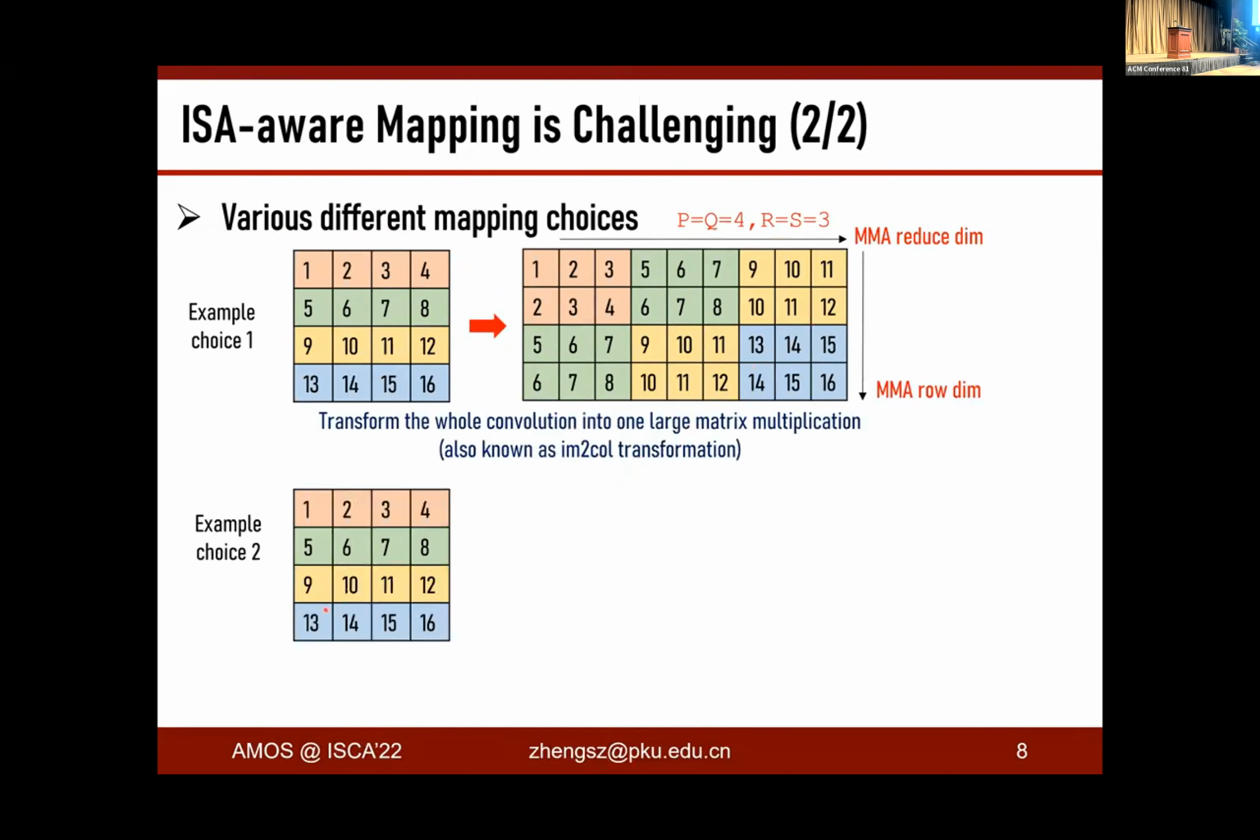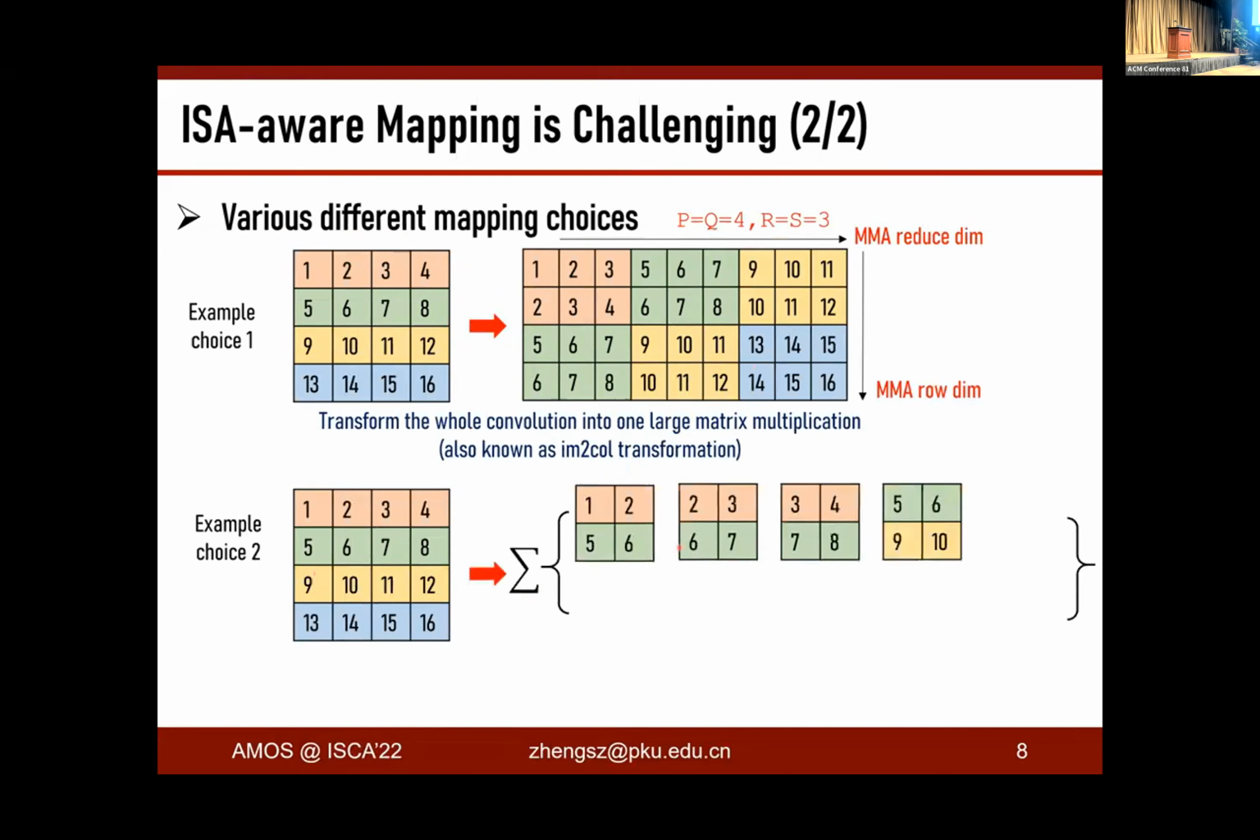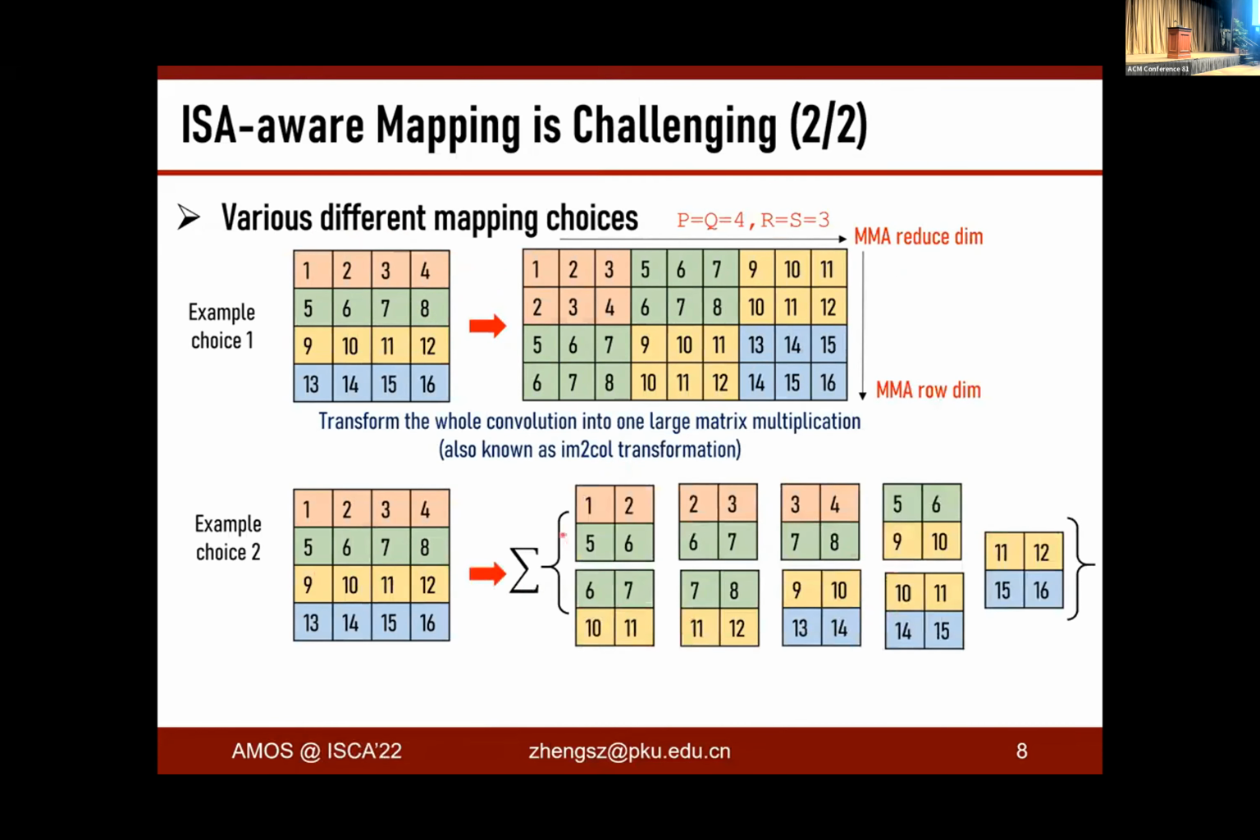And the second choice is to split the original image into 9 different matrices. Each small matrix can be mapped to the Tensor Core independently, and the final result is the sum of all the partial sums. This mapping is known as FuseHW transformation. There are also other mapping choices. Actually, AMOS can find a total of 35 different mappings for this example.